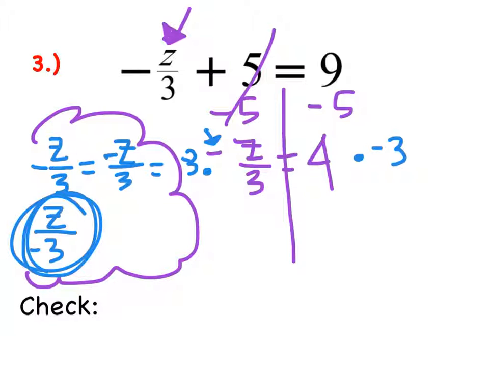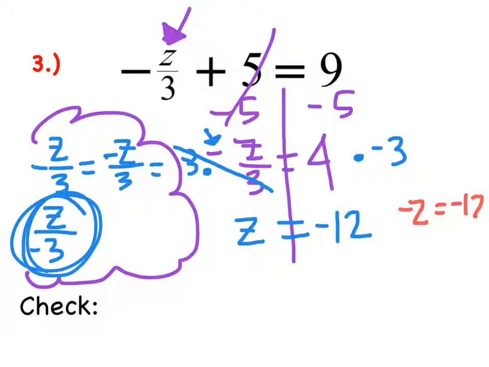Okay, so negative 3 divided by negative 3 cancels out. We're left with just z. And 4 times negative 3 is negative 12. If we didn't do that, we would instead end up with negative z equals negative 12, and then we'd have to divide both sides by negative 1. So doing it this way saves us a step.